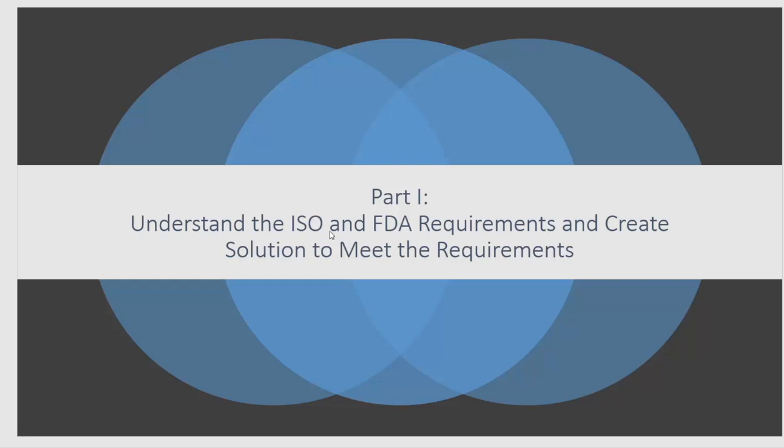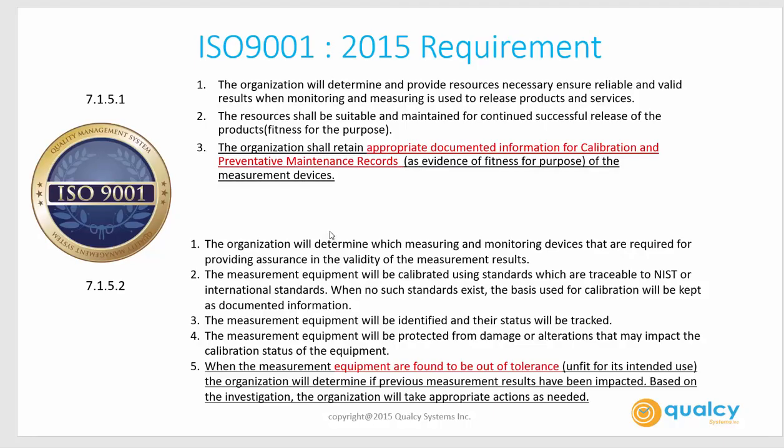So in the first part, as I mentioned, let's look at some of the requirements in the ISO and FDA regulations for calibration and asset management. Here is a screenshot of the requirements from ISO 9001:2015. We have similar requirements for ISO 13485 as well. I will not go into the details, but regarding calibration and asset management, the organization will determine and provide resources necessary to ensure reliable and valid results.